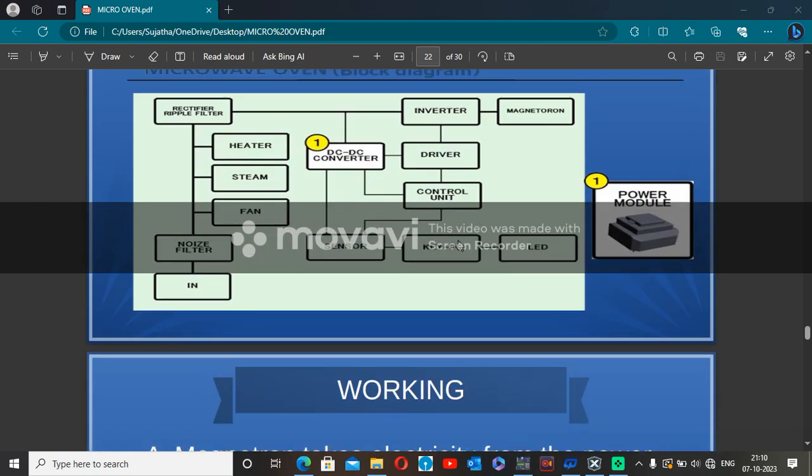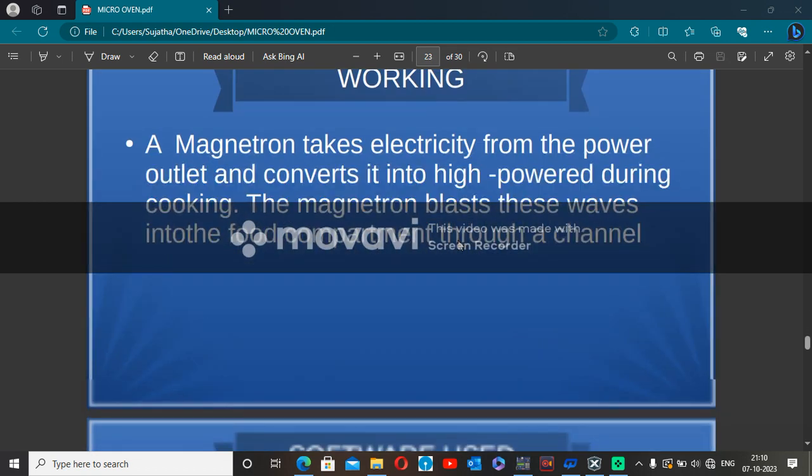Now let us look at the working process of the microwave oven. A magnetron takes electricity from the power outlet and converts it into high power during cooking. The magnetron blasts these waves into the food compartment through a channel.